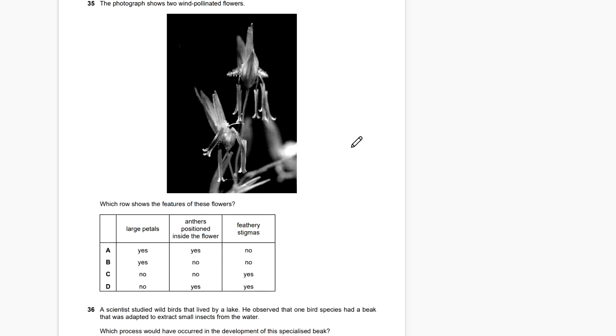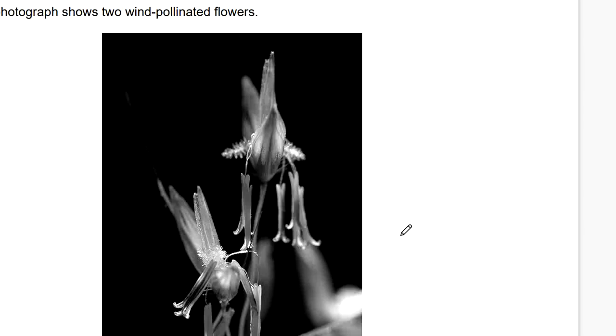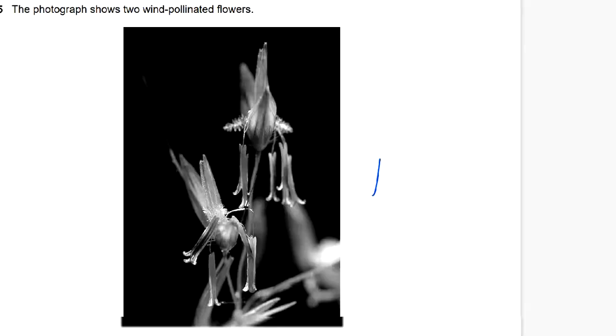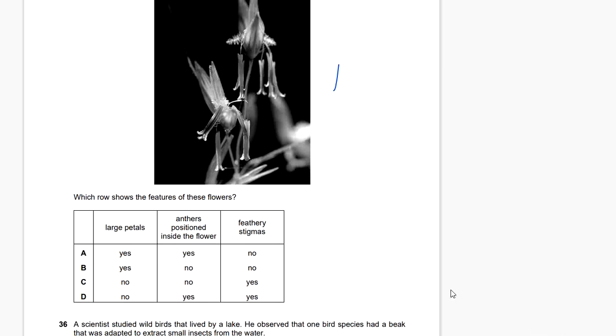The photograph shows 2 wind-pollinated flowers. Let's see. So these are the wind-pollinated flowers, which shows the features in these flowers. Of course, the petals are not large, and therefore we already removed letter A and letter B. The anthers position inside the flowers. You can see the anthers in here. So no. So we already removed this one.